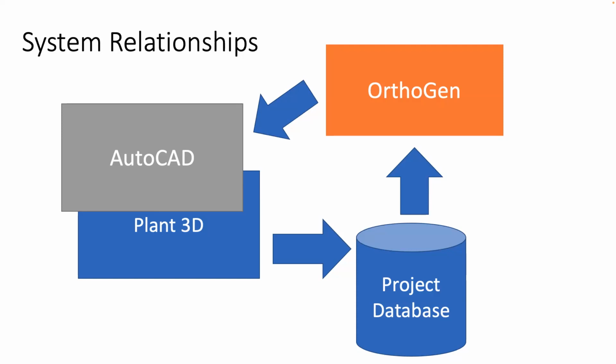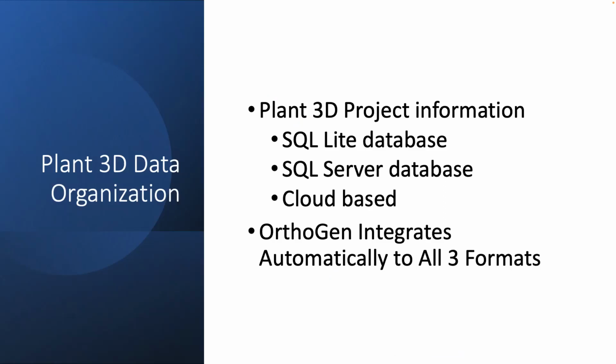Once OrthoGen has that data extracted, it extracts it into an XML format, which I'll show you a little bit later, but the details are not in the scope of this presentation. The real key to take away from this diagram is that OrthoGen must be pointing to the correct project database in order to annotate a drawing. Let me just reiterate that: OrthoGen must see the correct project database in order to annotate a drawing.